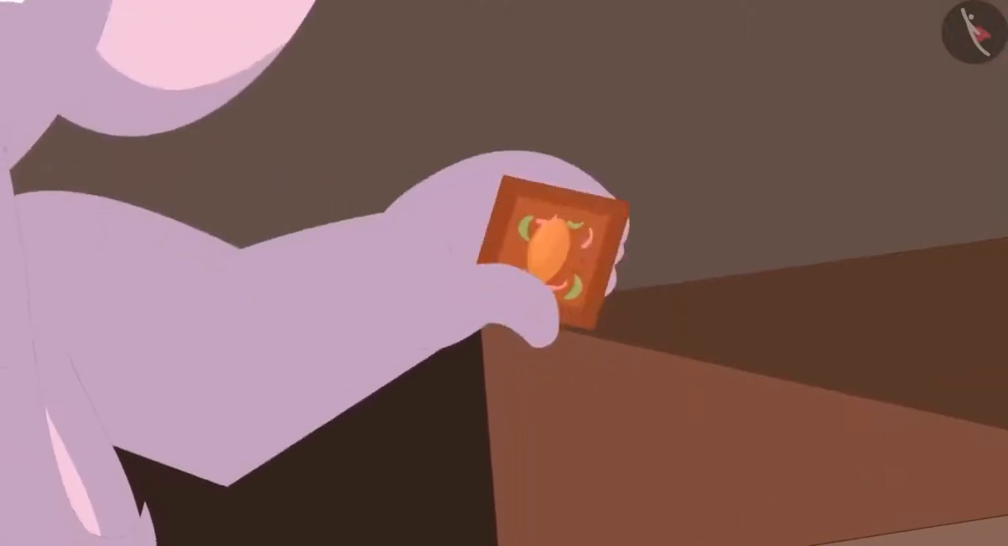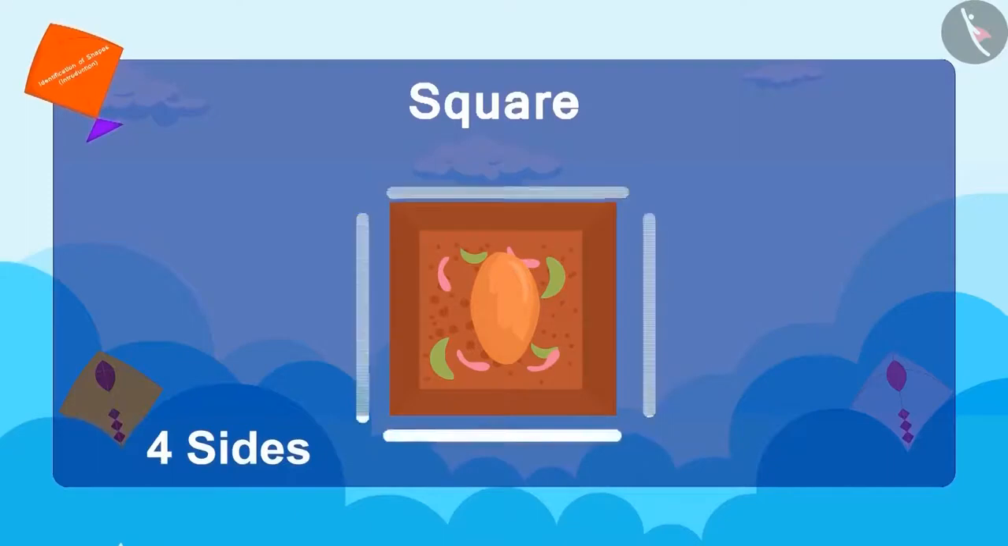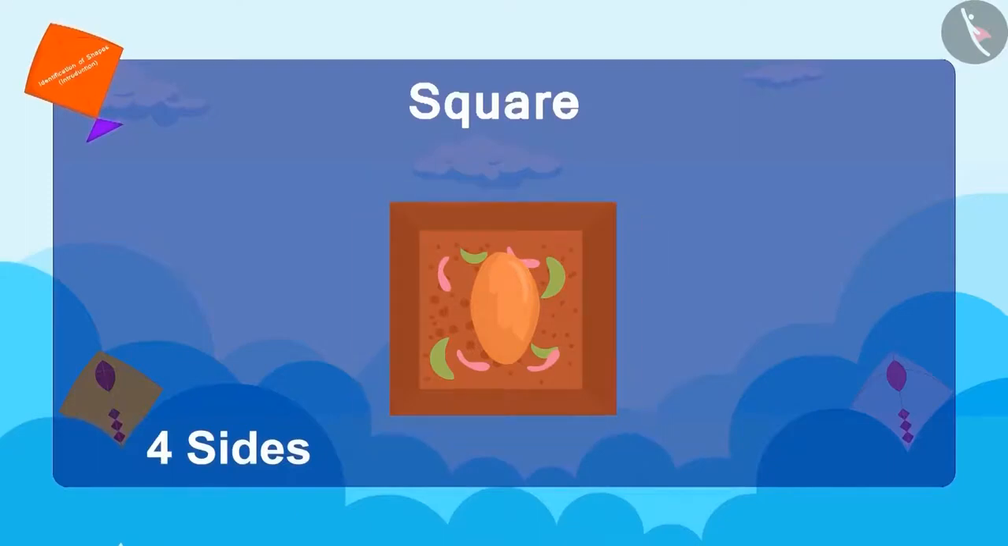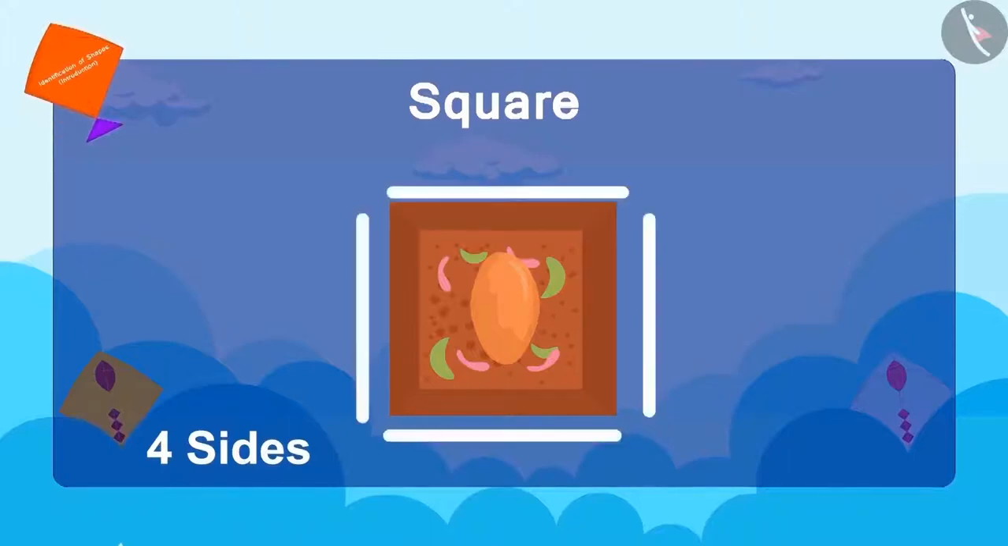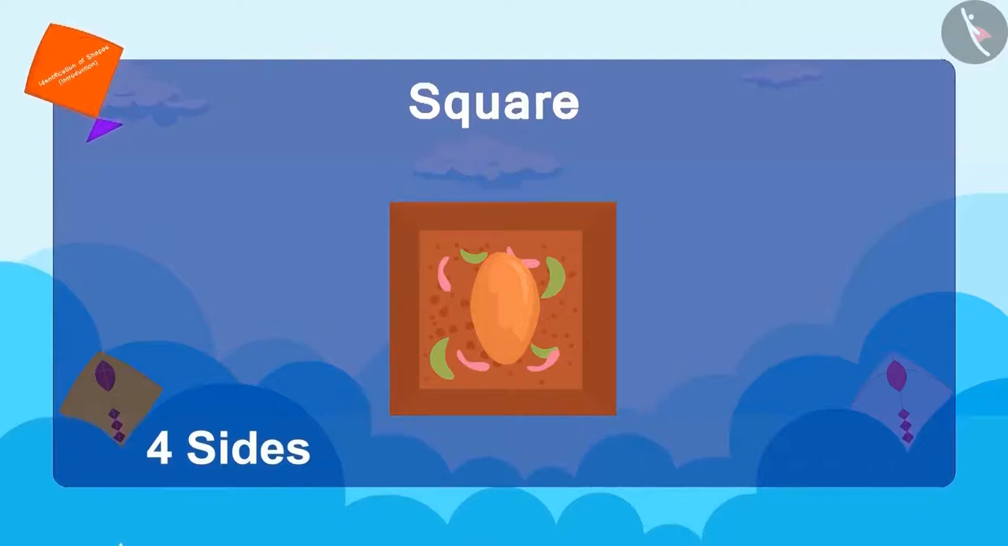Now finally, Appu showed Chanda a piece of walnut chikki of this shape. Children, what shape is it? This is a square. It has 4 sides. Do you know a unique thing about the square? All its sides are of equal length.